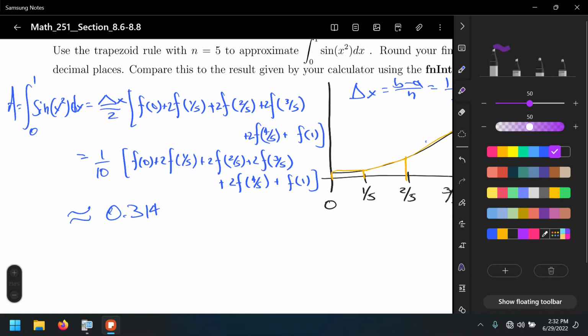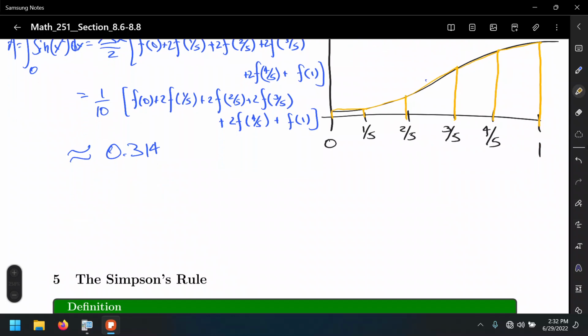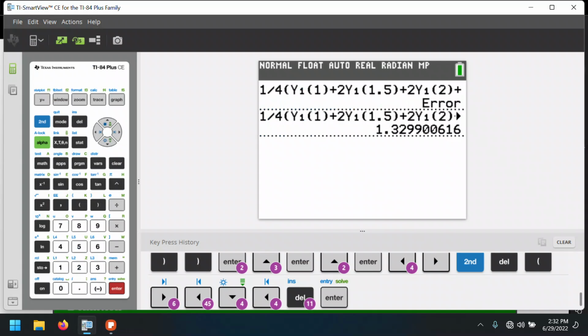Now on the other hand, they're asking us to compare this result using the FNINT function. So let's see FNINT. And for the FNINT function, all we have to do is the following: go to math.